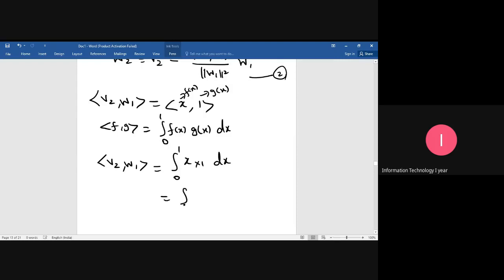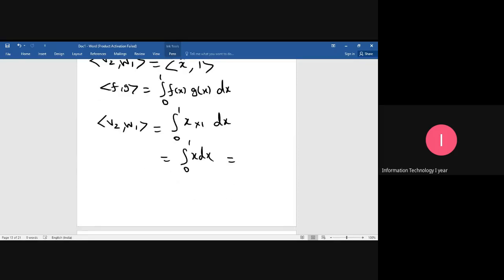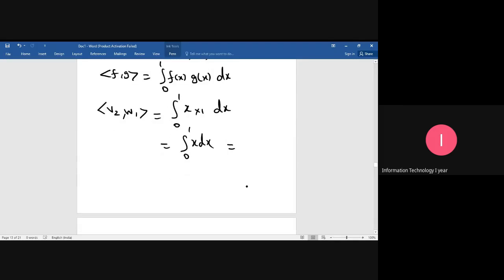Now we know how to integrate it, integral x dx. What is the integral? Using the standard result, x to the power n integrates to x to the power n plus 1 divided by n plus 1. So the integral of x to the power 1, that is x dx, is x square divided by 2, with the limits 0 to 1.